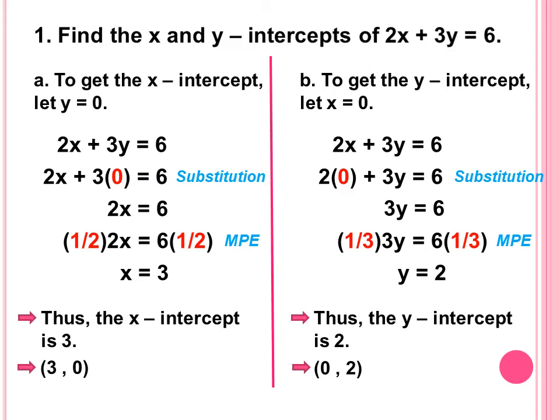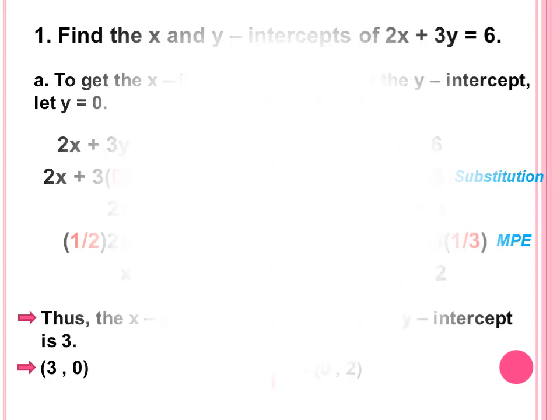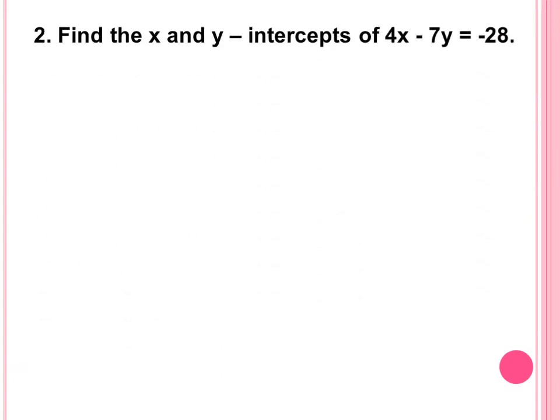So as simple as that. Just remember how to get the x and y-intercept. We will just assign the value of x and y. So sa pagkuha ng x-intercept, huwag kalilimutan, y is equal to 0. To get the y-intercept naman, x is equal to 0. Okay, now, another example. Number 2.